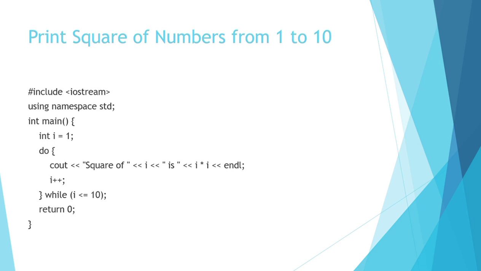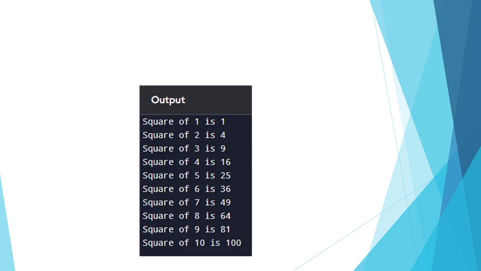The i++ statement increments the value of i by 1 after each iteration of the loop. After successful execution, the output will be like this.